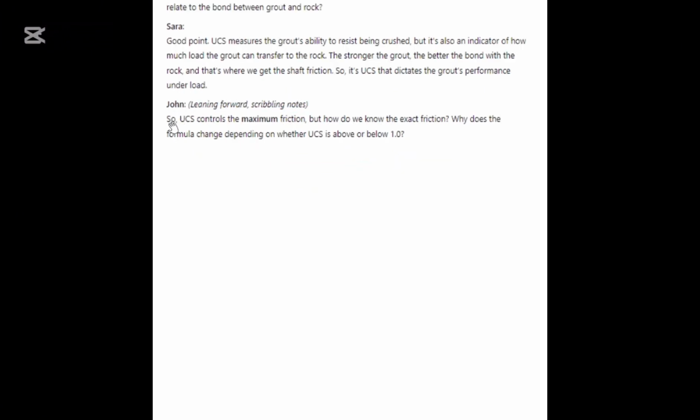Here we can see that UCS controls the maximum friction, but how do we know the exact friction? Why does the formula change depending on whether UCS is below or above 1.0?